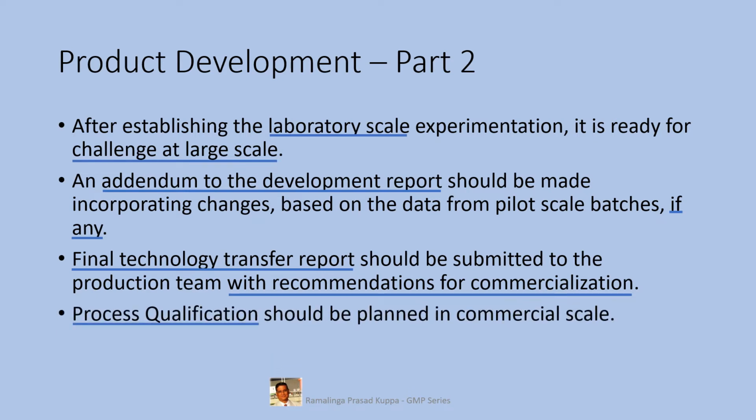Process qualification should be planned in commercial scale. A detailed plan with execution of 3 pilot scale batches with an official BPCR should be made. R&D will be involved only in 10% of the activity and the production group will take 90% responsibility in this stage. R&D will be involved only when there is a chemistry related issue.